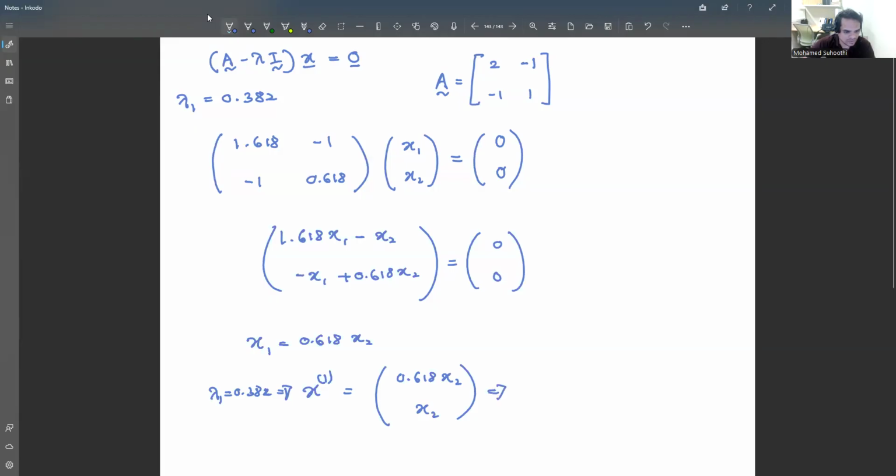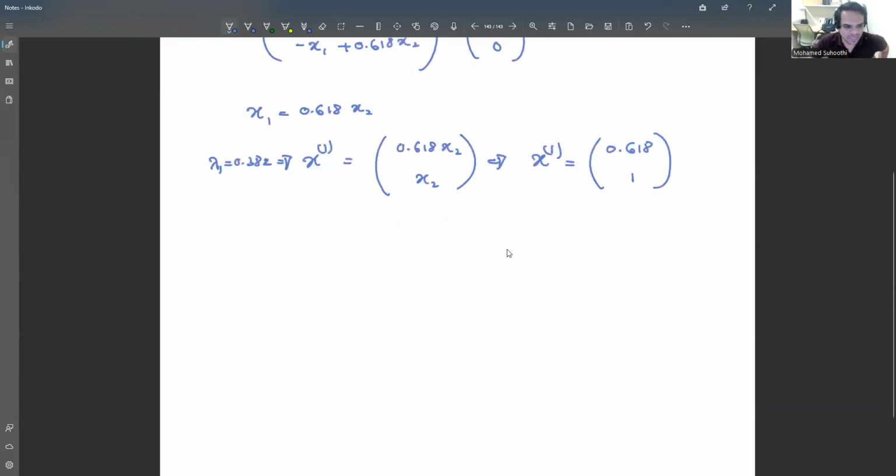So this is kind of a vector, and this is a direction. You need only one direction. That means x2 you can choose any value. If x2 equals 1, therefore this eigenvector is 0.618, 1. Normally we will get the normalized vector. Okay, no issue, we will keep it as it is.